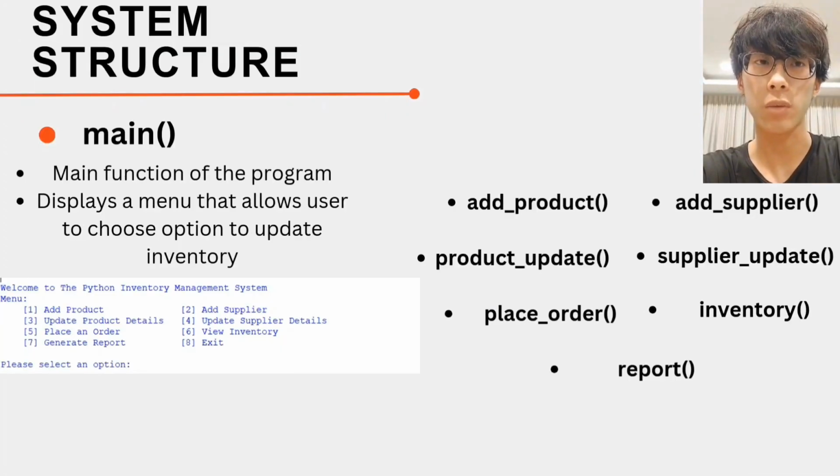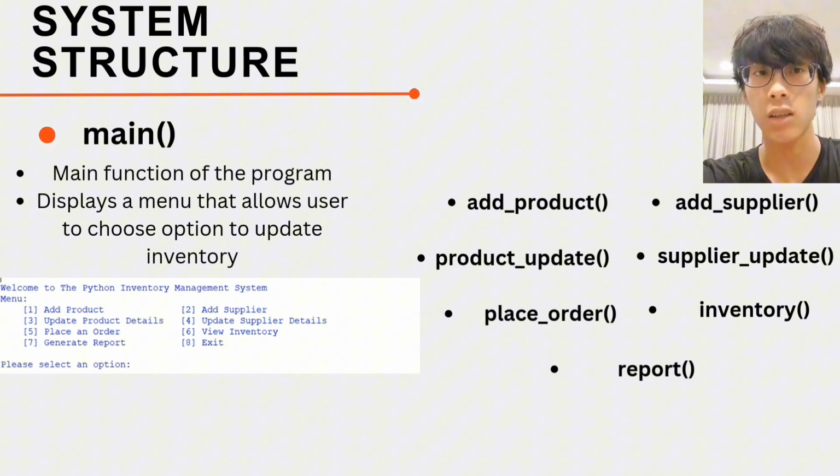First off, the main function of the program. The purpose of this function is to display a menu that gives 8 options for the user to update their inventory system, as you can see here. Firstly is the add product function. This allows users to add a new product to the system. The user then assigns an ID, name, quantity, price, and description for it.